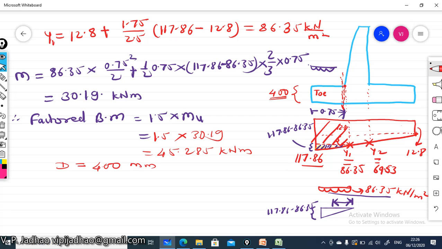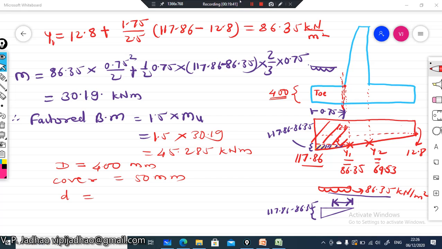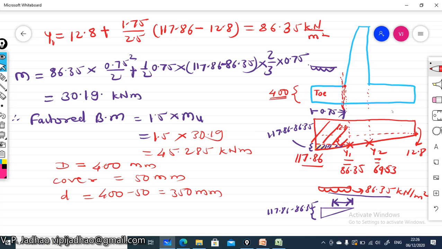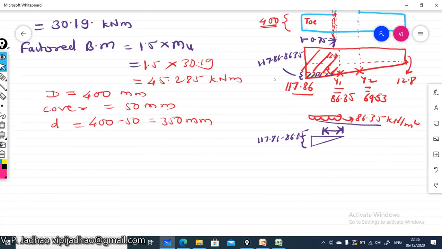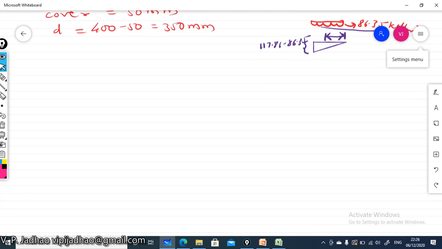Let us consider a cover provided for this base slab of 50 mm. Therefore the effective depth D provided here will be equal to 400 minus 50, that is equal to 350 mm. Now we have to calculate the steel which is to be provided in the toe slab.